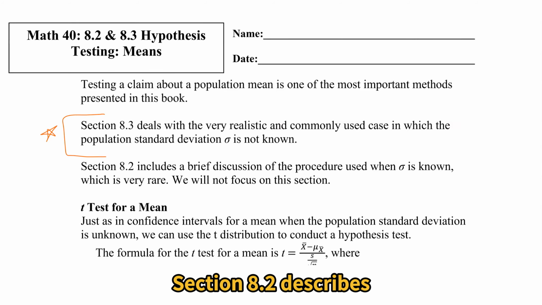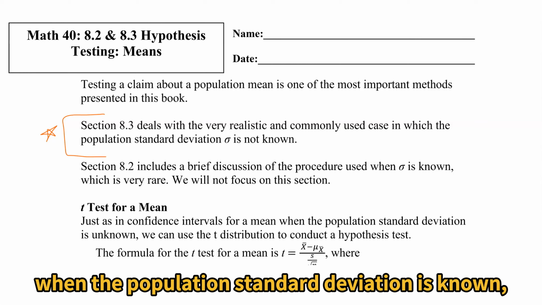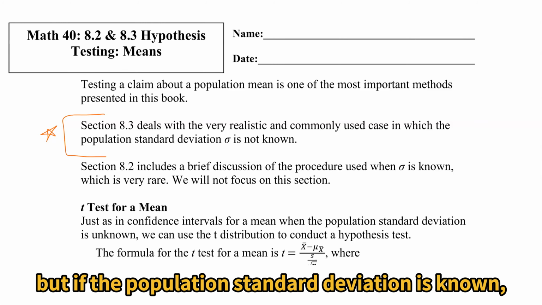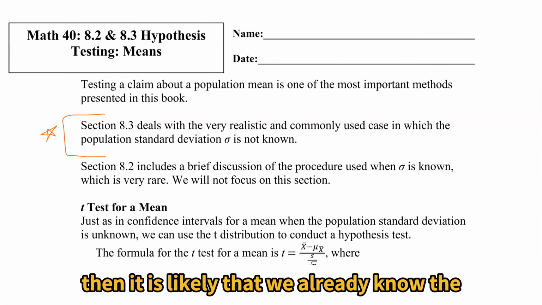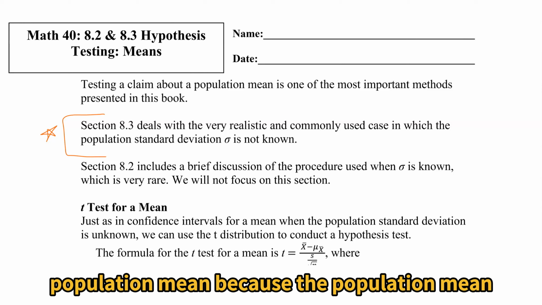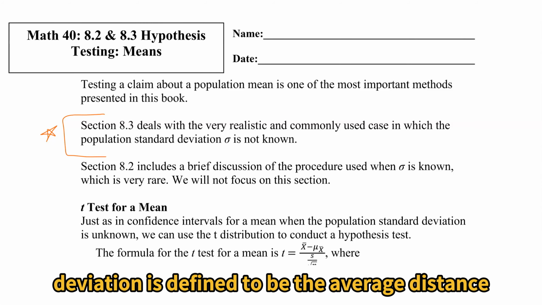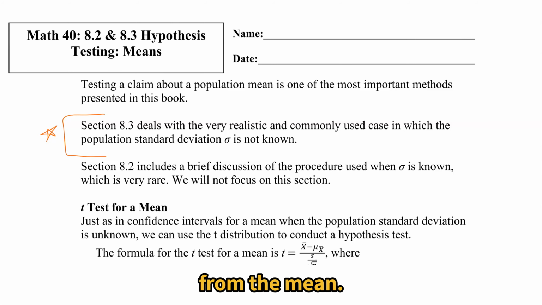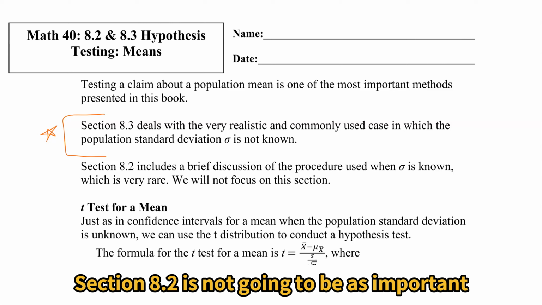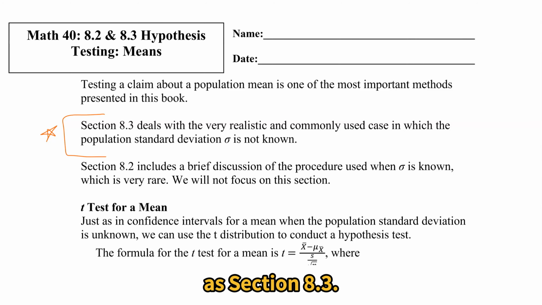Section 8.2 describes when the population standard deviation is known, but if the population standard deviation is known, then it is likely that we already know the population mean, because the population mean is used to calculate the population standard deviation. Population standard deviation is defined to be the average distance from the mean. So we have to know the mean to calculate the standard deviation. So for us right now, Section 8.2 is not going to be as important as Section 8.3.